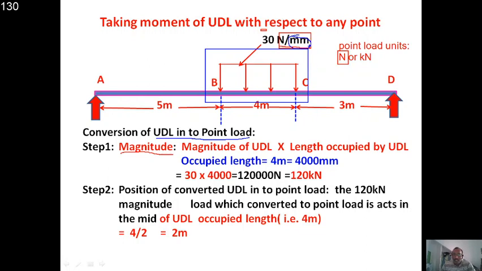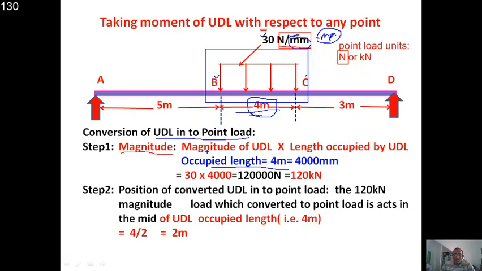So in order to remove this mm, I need to multiply with the mm. So what is the mm? It is the length. So length is here 4 meters, because it is the contacted area or contacted length. From B to C the UDL is there. Hence the contacted length is 4 meters. Right? So I need to multiply its occupied length or contact length with the given magnitude.